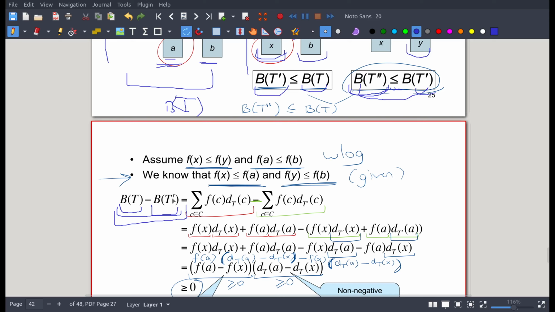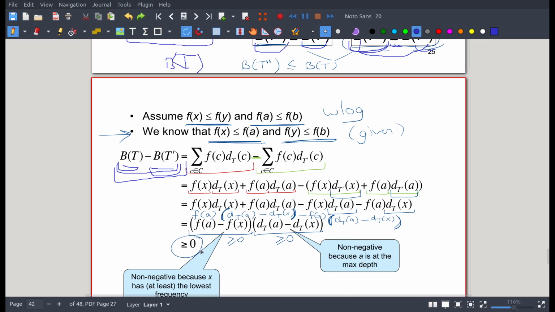So if this is bigger than this, if the cost of the first tree is more than the cost of the second tree, that means the result of this whole thing, this minus this, B(T) minus B(T'), will be a positive number. It will be greater than or equal to 0, or it will be equal to 0 if they're both equal, because the cost is equal, right? So if we do this minus this and we get greater than or equal to 0, that means we have a more optimal solution or equally optimal solution.